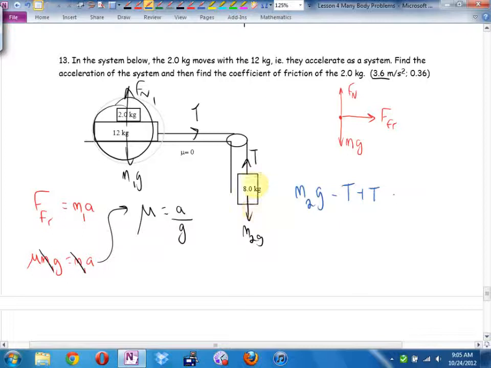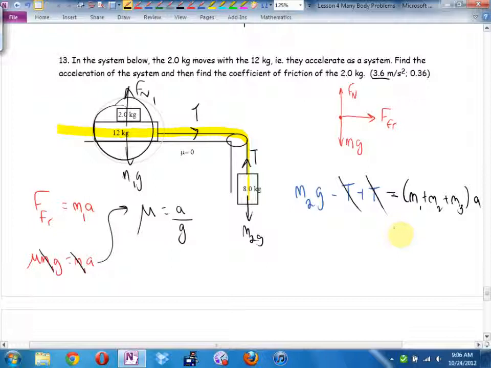Are there any other forces along this path? No. You know what? That M1G doesn't show up. That normal force doesn't show up. You know why? Because there's no friction. It's going to be net force equals ma, and it's going to be M1 plus M2 plus M3 times a. Take it from there? Yeah. Yep.